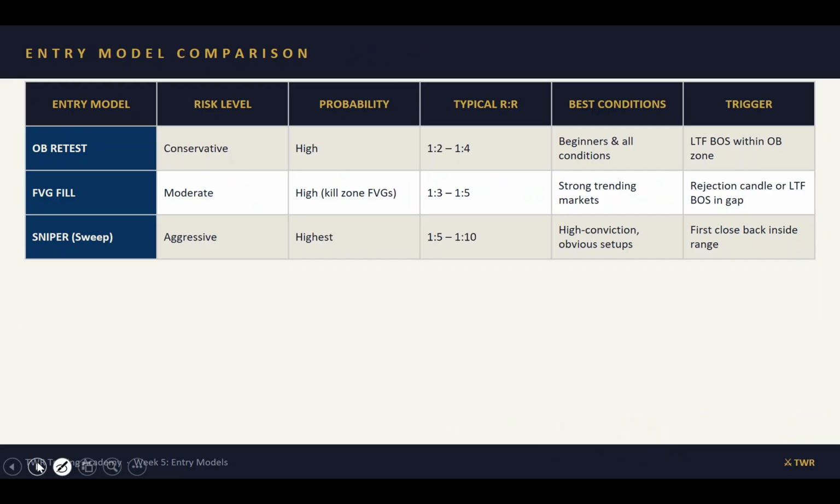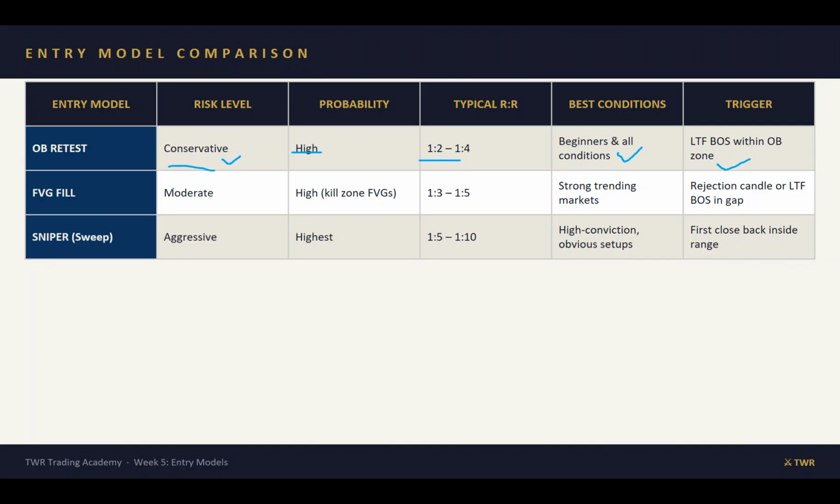Now, risk management. If it is an order block, the most conservative entry model, it has the highest probability of playing out. Typical risk is 1. Typical RR is between 1 to 2 and 1 to 4. It's beginner best, and perfect for all conditions. Trigger is a lower time frame break of structure within the order block.